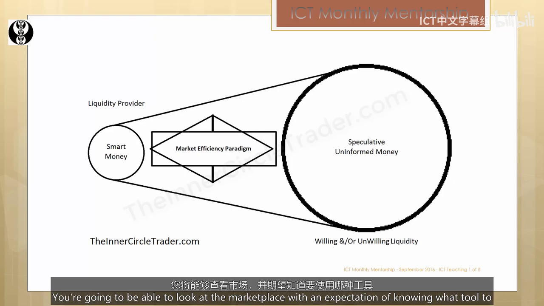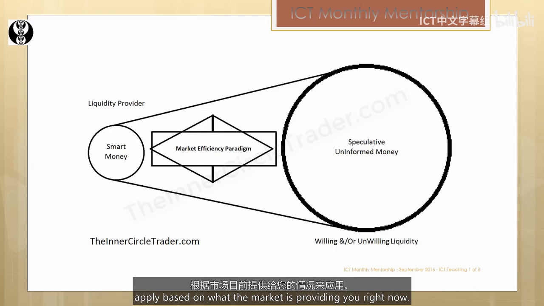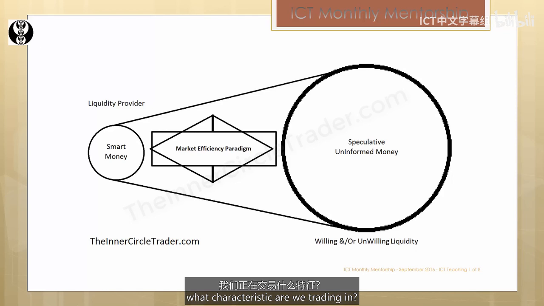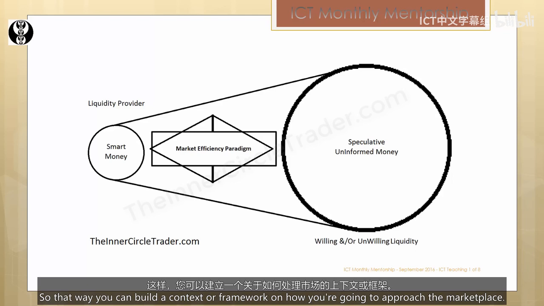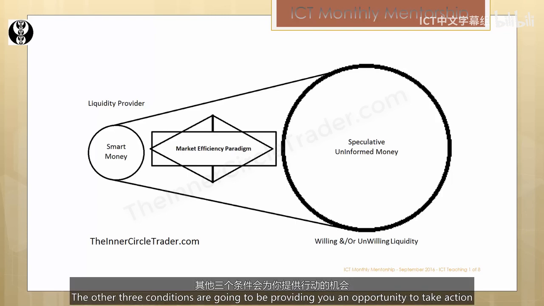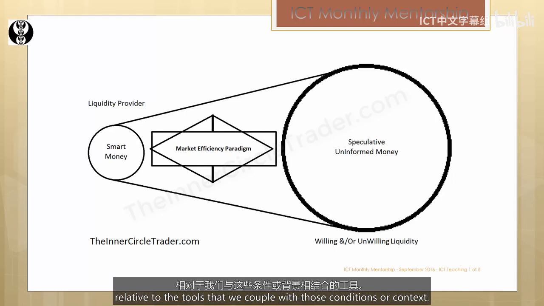You're going to be able to look at the marketplace with an expectation of knowing what tool to apply based on what the market's providing you right now. It only takes a second or 2 to look at the marketplace, determine, okay, what characteristic are we trading in? So that way you can build a context or framework on how you're going to approach the marketplace. Sometimes you'll have right away an issue where you can say, I'm not going to do anything because the market's consolidating, I'm going to be waiting. The other 3 conditions are going to be providing you an opportunity to take action relative to the tools that we couple with those conditions or context.